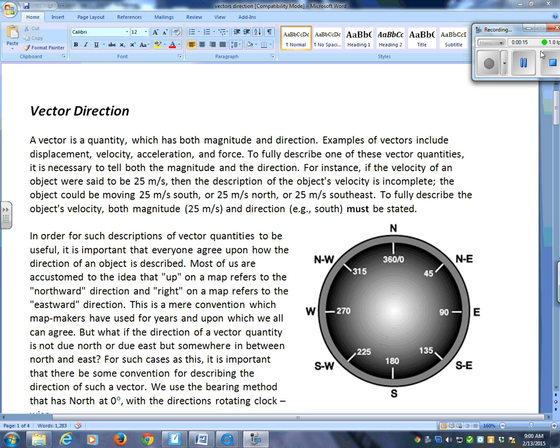For instance, if the velocity of an object was said to be 25 meters per second, then the description of the object's velocity is incomplete. You have to include the direction as well, right? In order for such descriptions of vector quantities to be useful, it's important that everyone agree upon how the direction of an object is described.